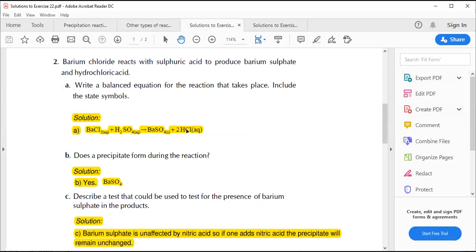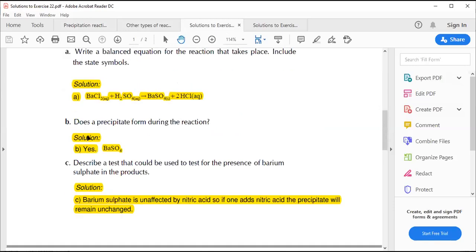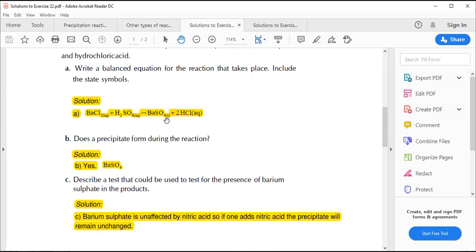And your HCl, these are chlorides. Chlorides are all soluble, except your silver and so on. So this becomes aqueous. This is what we have. That will be the balanced equation for your barium chloride and sulfuric acid to give you barium sulfate and hydrochloric acid. Next one, does a precipitate form during the reaction? The answer is yes. What is that precipitate? It is the barium sulfate.